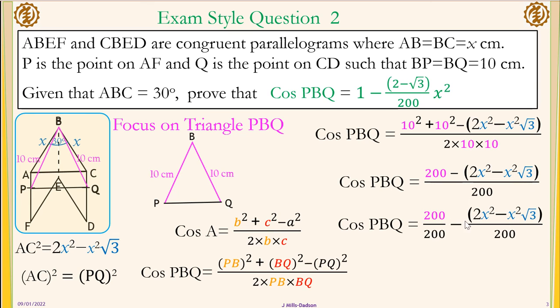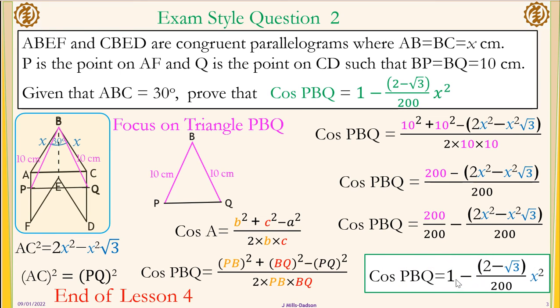You are trying to prove what they've given you here. 200 over 200 is 1. But you see you can factor out x squared. So you have 1 minus, if you factor out x squared, that's what is outside here, you get exactly what they want you to prove. So this is the simple problem that I would like to take you through.